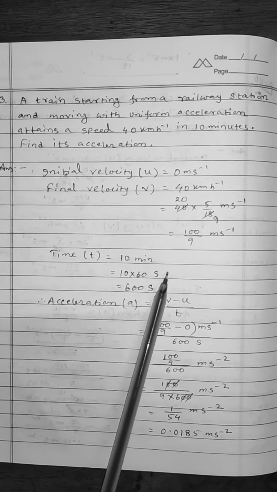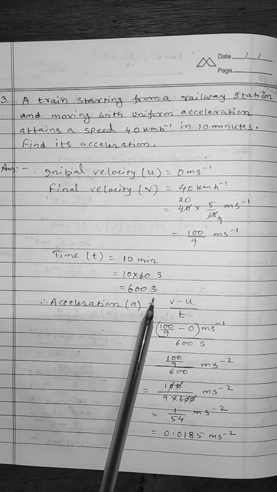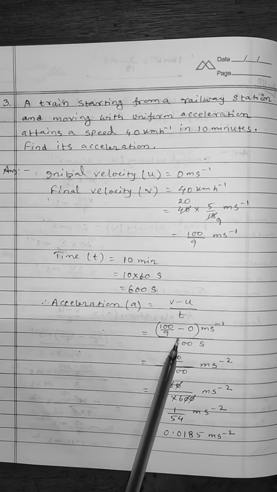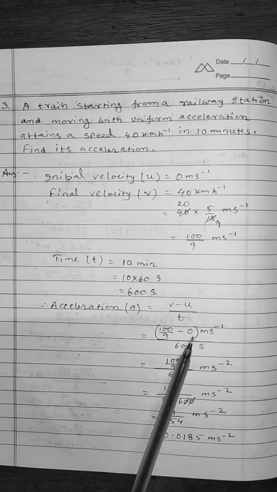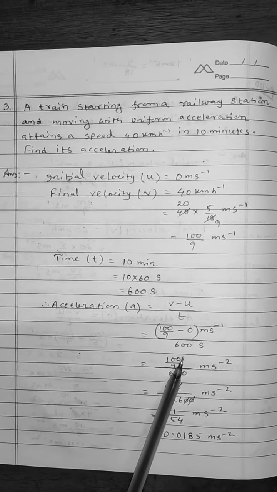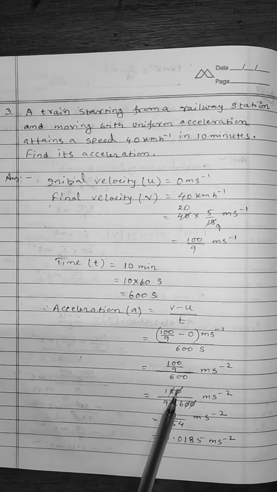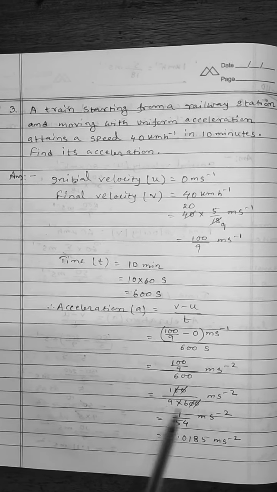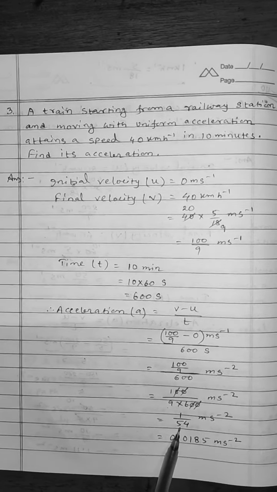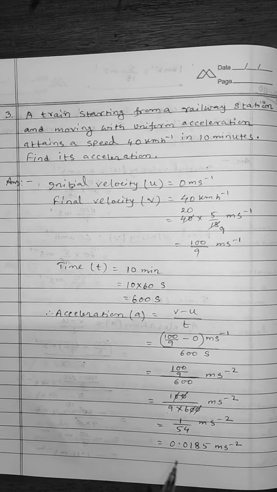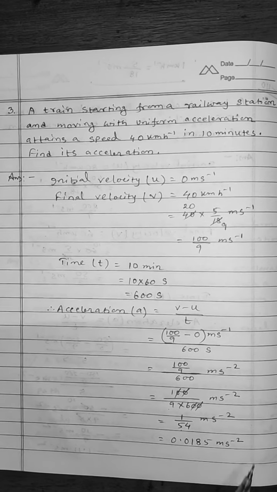Time t is given as 10 minutes. We should change it into seconds by multiplying by 60. It will be 600 seconds. So acceleration a is equal to v minus u by t. v is 100 by 9, u is 0 and time is 600. After subtraction, because it has 0 only, so 100 by 9 by 600, the 9 should go down. After cancellation, it becomes 1 by 54 m/s^-2. Then we can make it decimal. It will be 0.0185 m/s^-2.